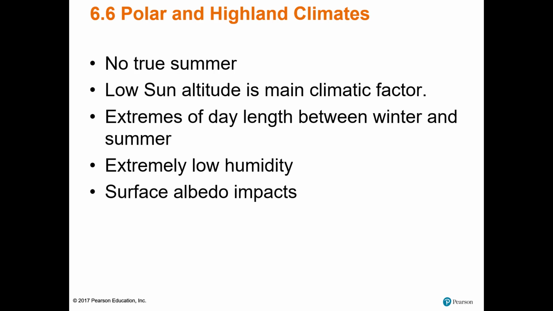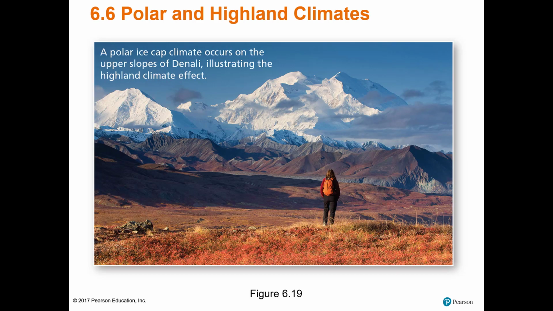There is an increase in surface albedo, which causes a decrease in the overall heat of the environment. So here's an example of a polar ice cap, and this is on the slopes of Denali. And this would be a very reflective surface, so a lot of the sun's energy bounces right off of these tall mountain ranges and keeps the area very cool.